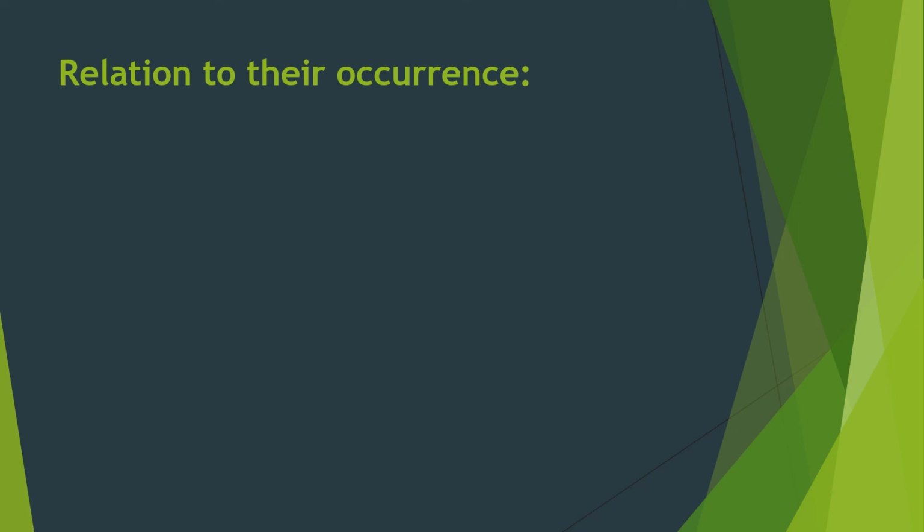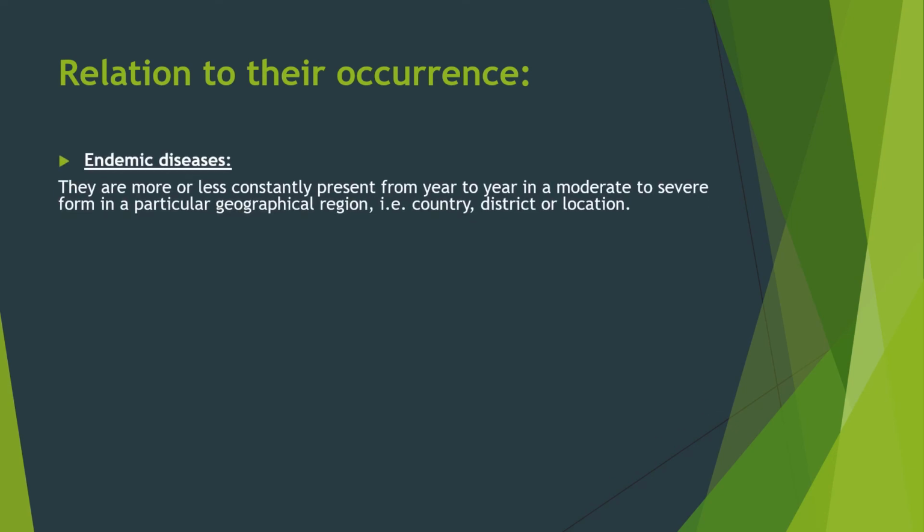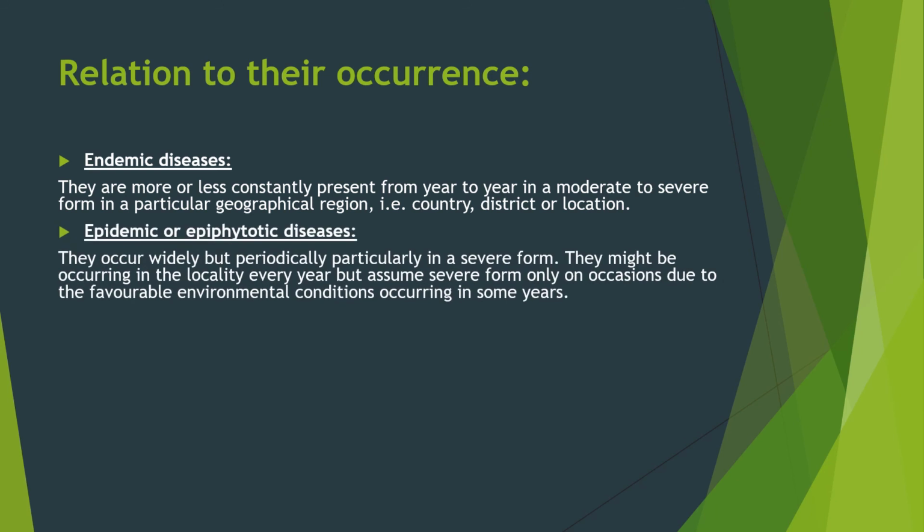Now, in relation to their occurrence, so how a disease occurs, based on that, they can be classified into endemic diseases which are present throughout the year. Year to year they are there. They are either moderate in some seasons or they are severe, and it also depends on the particular geographical region, like countries and districts or location. For example, some of the diseases of rice, like sheath blight and the blast, are present in some areas and they are creating havoc, while in other locations they are not as dreadful.